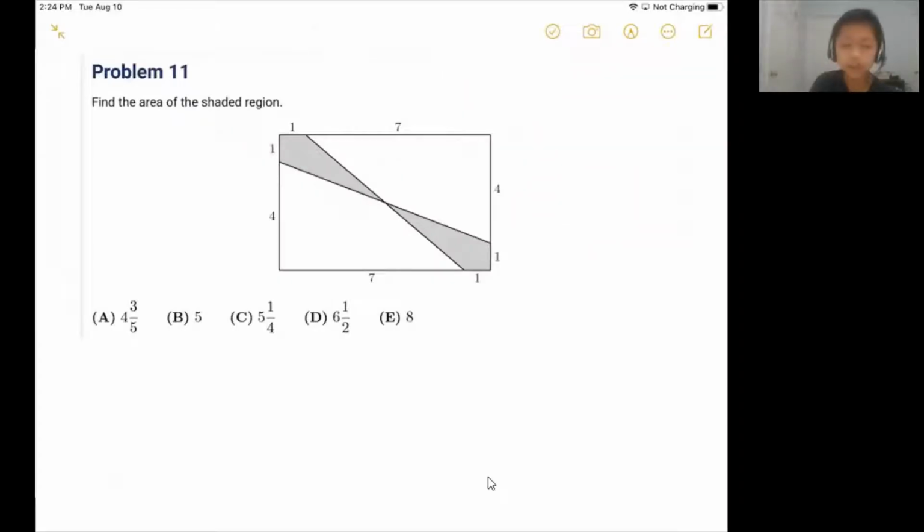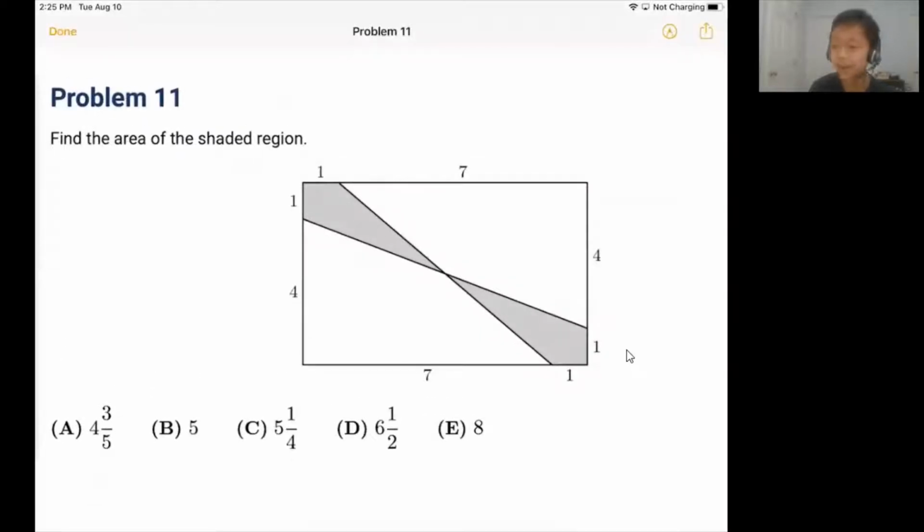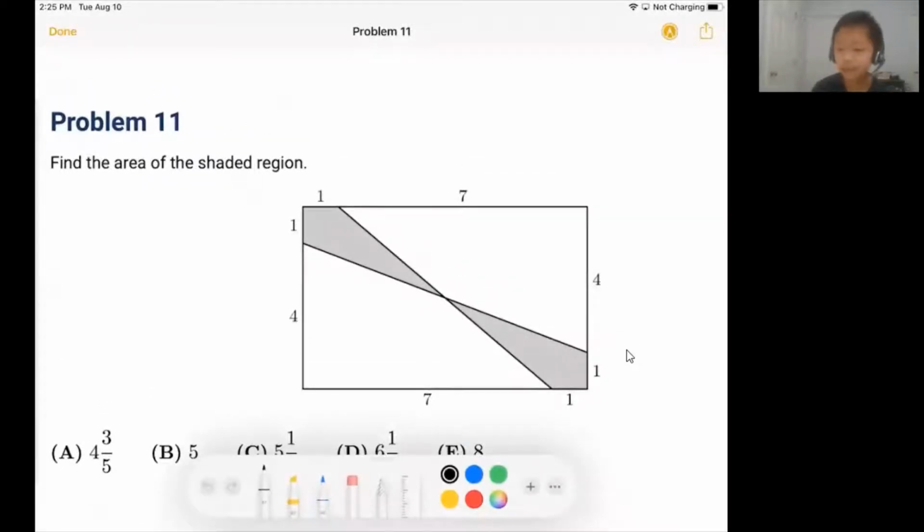Right? So it says find the area of the shaded region. For this question, this is a standard geometry problem. In this question, we're given a rectangle and a region that we want to find the area of. At first glance, we see that this region is kind of weird. We don't really know any specific formulas on how to calculate this.